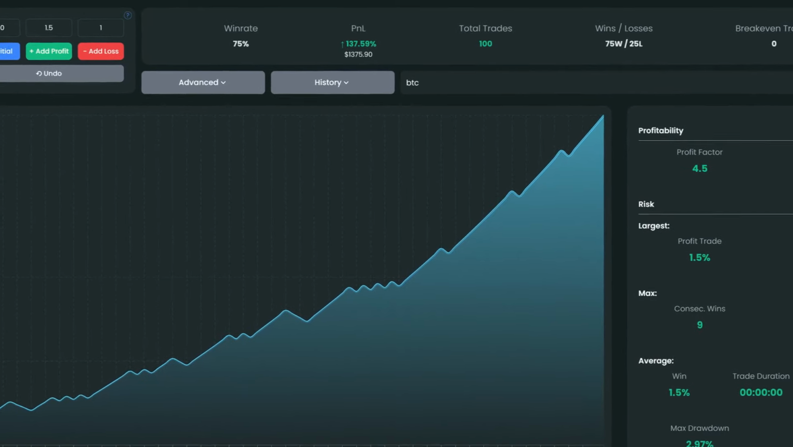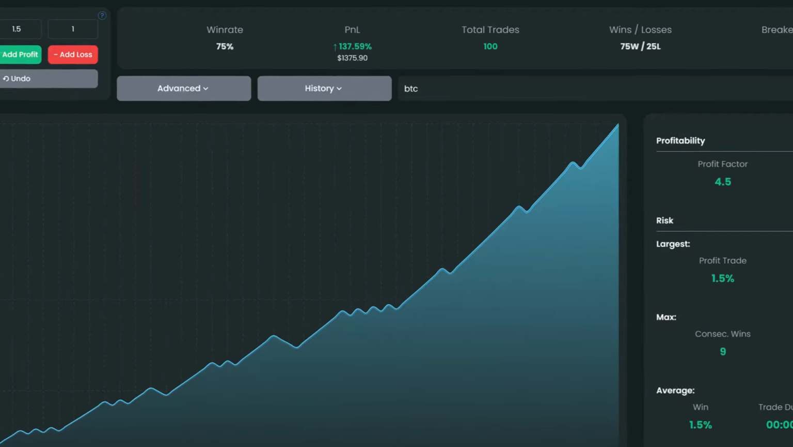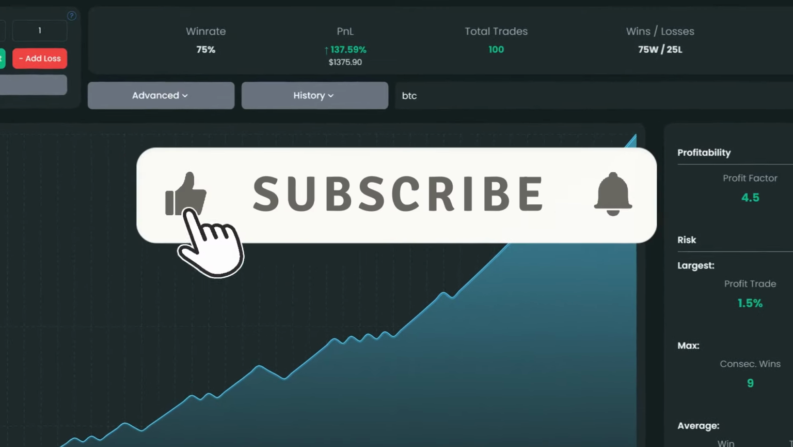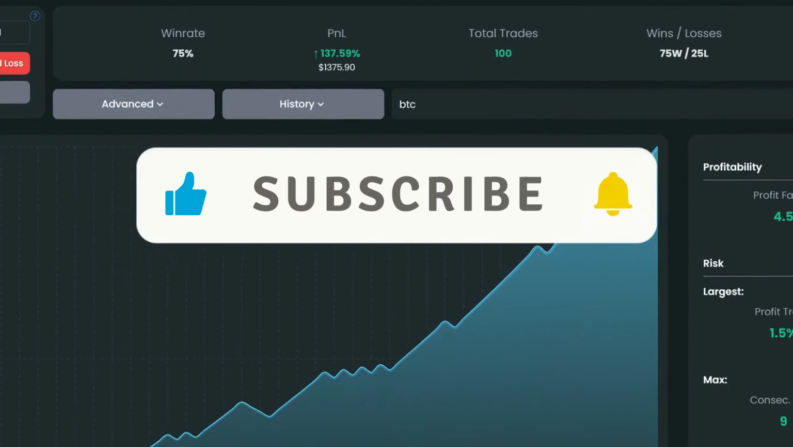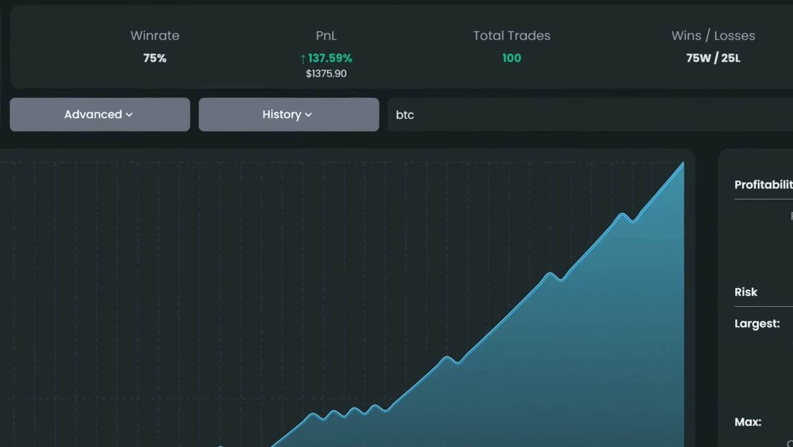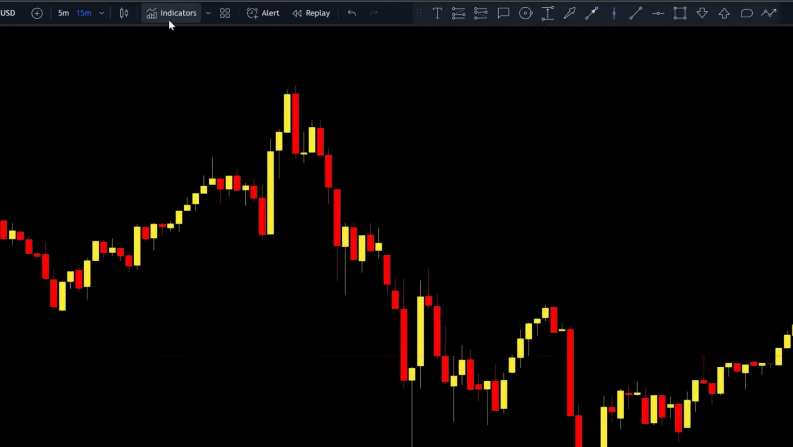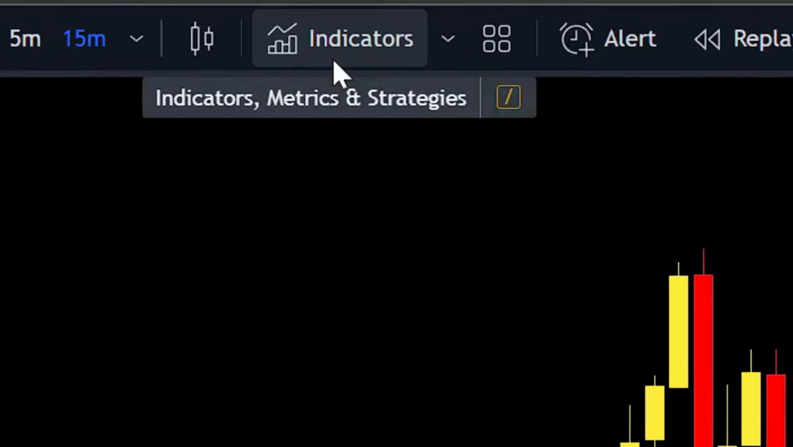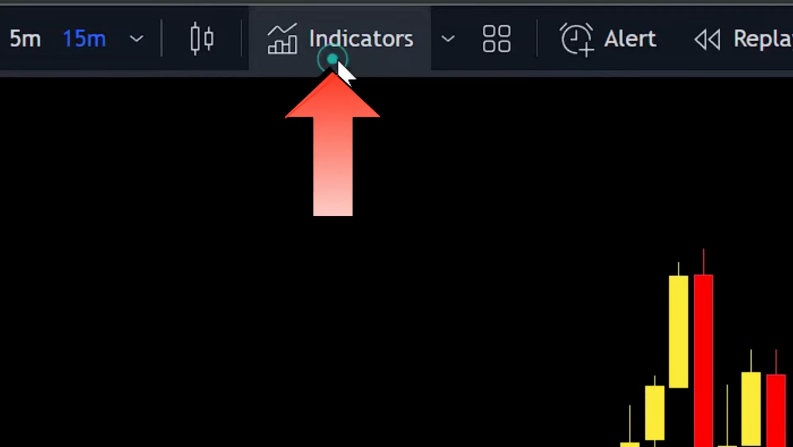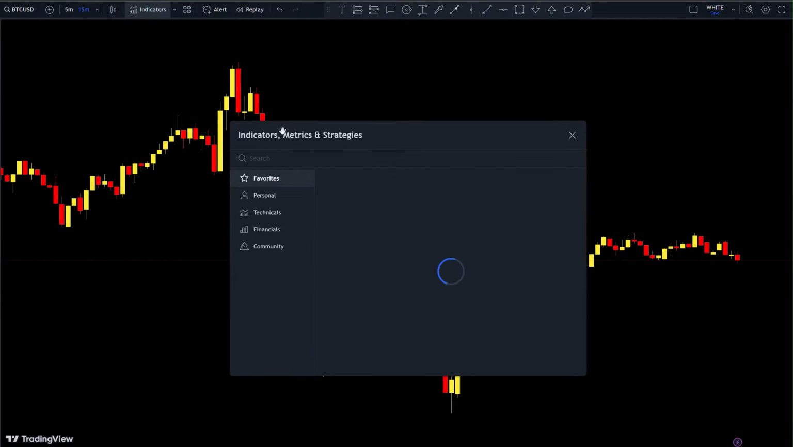Get ready to see the proof with your own eyes. We're about to jump into the charts and reveal the magic behind this powerful strategy. Alright, let's get started. First, open up your TradingView chart. You should see a section labeled Indicators at the top of the platform. Click on that. This will open a new window.